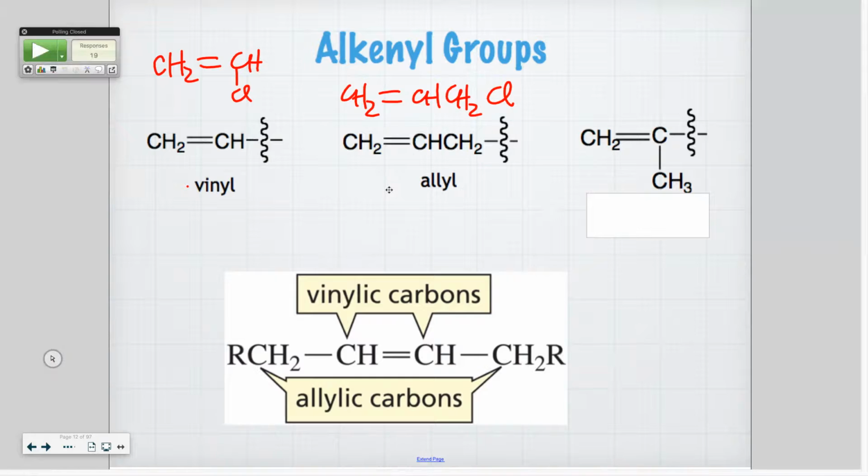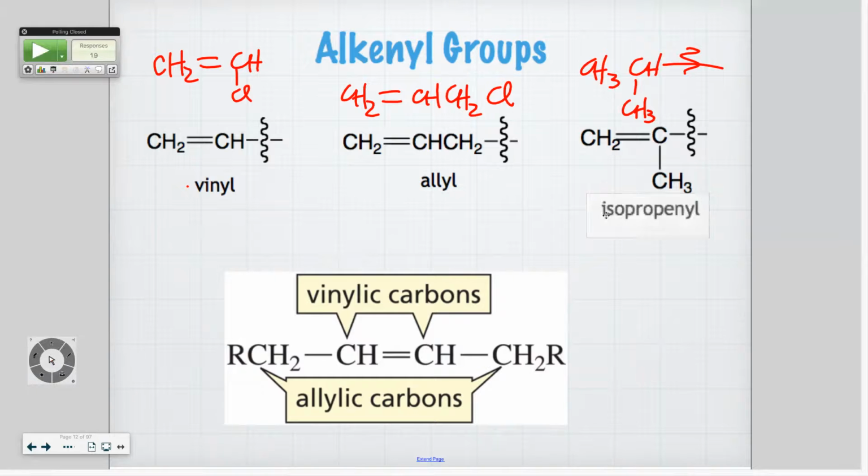Okay, this is a weird one. Do you remember what this group is called? Let's see if that helps. What is that group called? An iso who? Propyl. Do you see how that's similar to that? It's an isopropenyl. So remember that the carbons of the double bond are vinylic carbons. The carbons next to the double bonds are allylic carbons. That might help you with some of those names. Isopropenyl is the only one that has the EN in it.